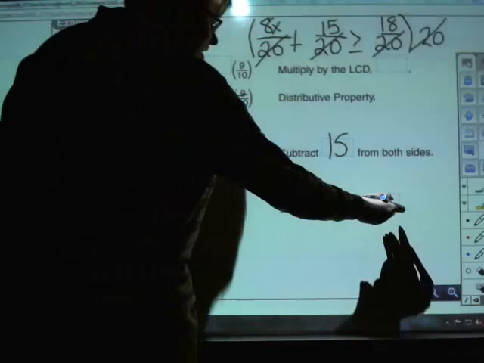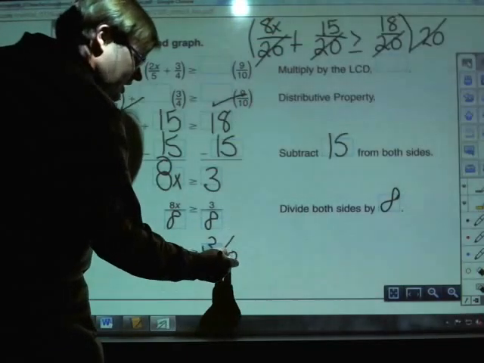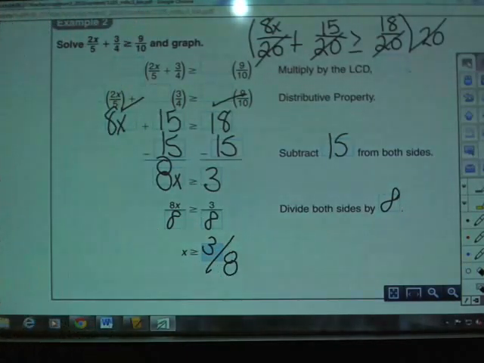Again, it's okay that that's a fractional answer. I'm going to leave it exactly that. Why do an extra step of changing this into a decimal equivalent? There's nothing wrong with saying x is greater than or equal to 3/8.